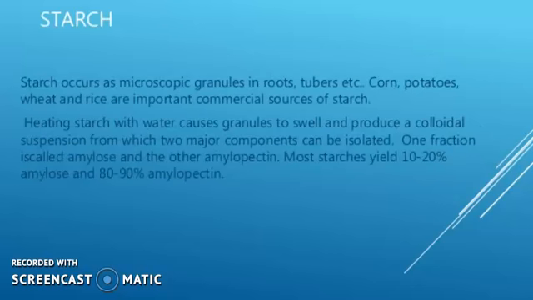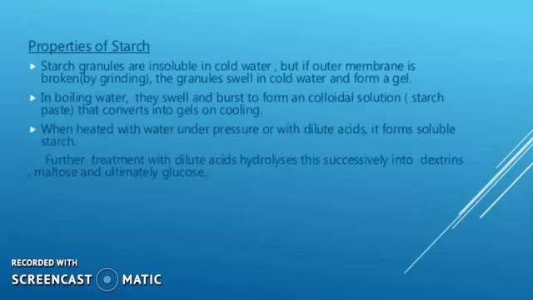So, what is starch? Starch occurs as microscopic granules in roots and tubers. Corn, potatoes, wheat and rice are important commercial sources of starch. Heating starch with water causes the granules to swell and produce a colloidal suspension from which two major components can be isolated. One fraction is called amylose and the other amylopectin. Most starch yields 10 to 20% amylose and 80 to 90% amylopectin.